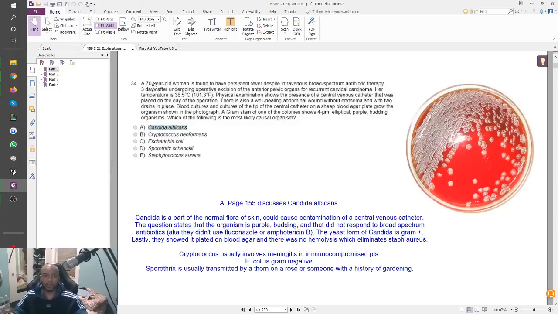You see Candida, she's pretty immunocompromised looking because she's very old. She's also slightly immunocompromised because of the broad-spectrum antibiotics, which really messes up her normal flora. And then all the catheters that she has placed, right, opens up her skin, which is your first defense. Candida is a part of the normal flora of skin. It could cause contamination of a central venous catheter. The question states that the organism is purple, budding, and that it did not respond to broad-spectrum antibiotics. Right? They didn't use fluconazole and amphotericin B. The yeast form of Candida is gram-positive. Lastly, they showed it plated on blood agar and there was no hemolysis, which eliminates Staph aureus.